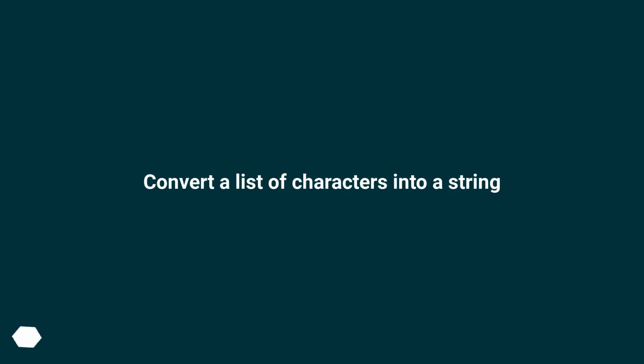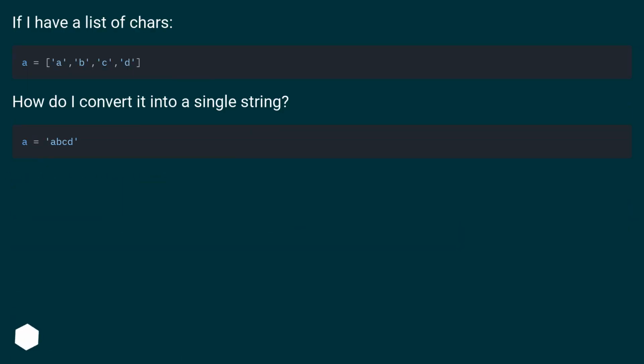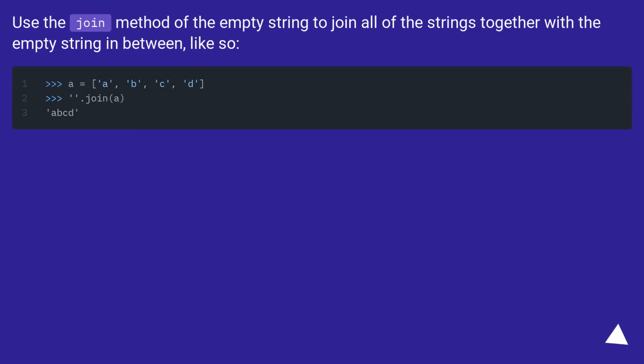Convert a list of characters into a string. If I have a list of chars, how do I convert it into a single string? Use the join method of the empty string to join all of the strings together with the empty string in between, like so.